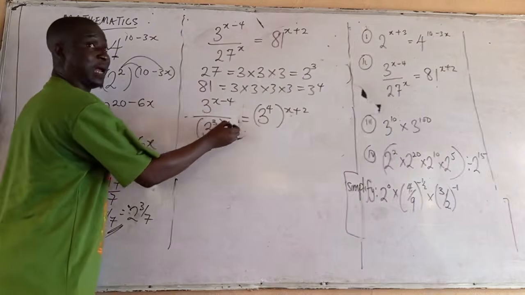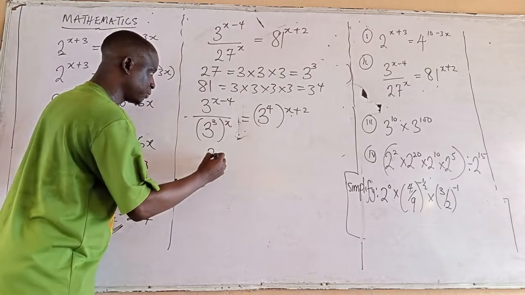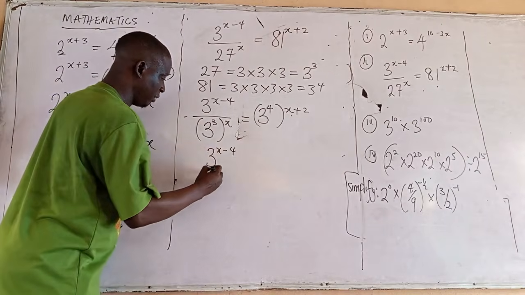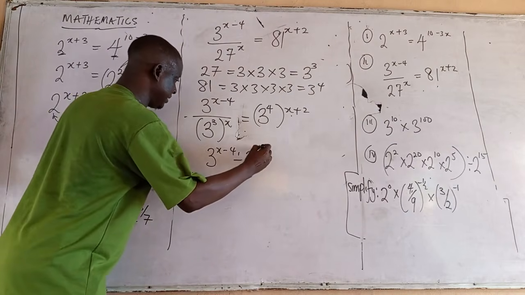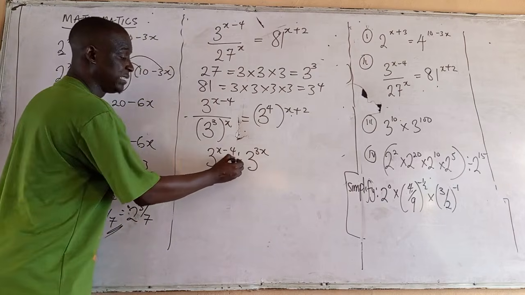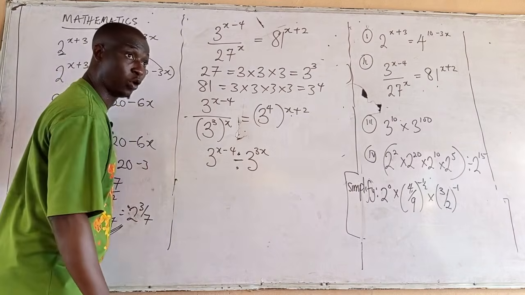We have a power, so we multiply the powers now. So we are going to have 3 raised to s, divided by, I mean, now 3 raised to 3s. Do you agree? Why did I use this division? So that we can apply our indices law.